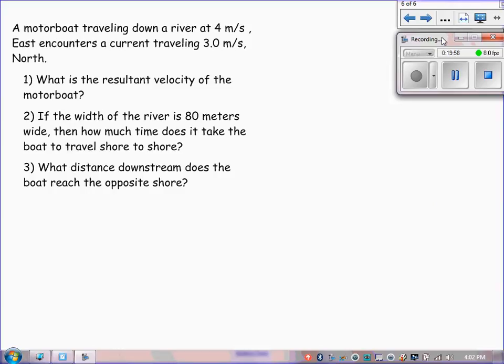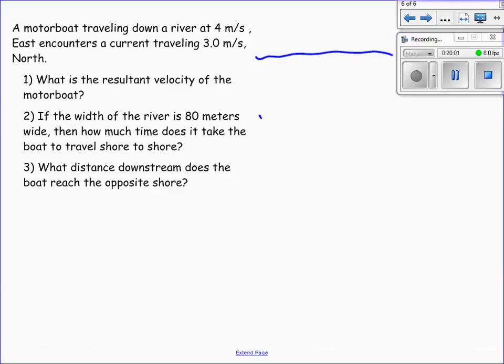So the key thing, first of all, is that you have a river, and I'm going to draw this in. Here's your river, and it's traveling east. So this is the east direction. And what's happening is there is a current that is traveling north. So this is east over here, and north would be up here. So there's a river current that's pushing, we're told, in the north direction. All right, the first question says, what is the resultant velocity of the motorboat?